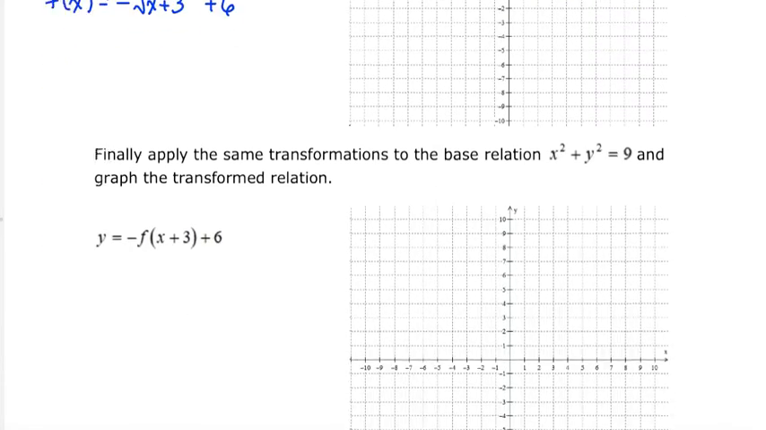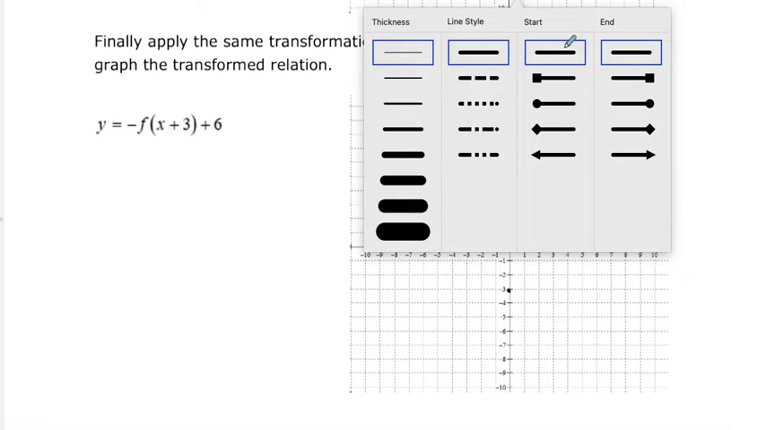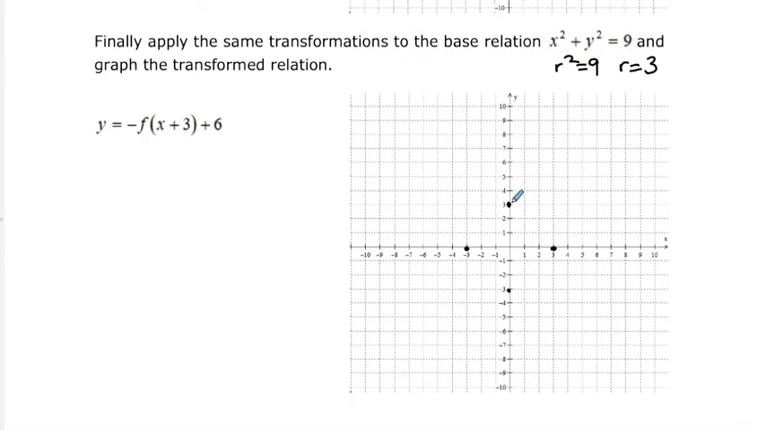So same set of transformations, but this time we're going to apply it to a circle. So we know that r squared is 9, so the radius should be 3. So I'm now going to plot a circle from 0, 0, so that my radius is 3 units. And then you're going to do your very best to draw a circle that goes through those points. It's not going to be pretty, although you might surprise yourself.